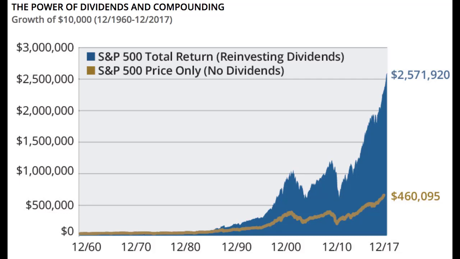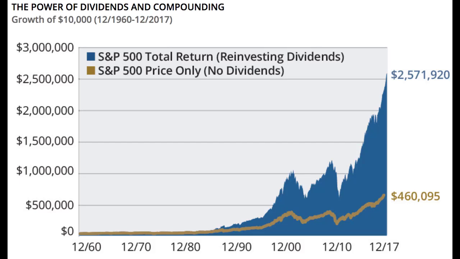Here's an image that shows exactly what dividend reinvestment is all about. $10,000 invested in the S&P 500, which by the way is the broad market index, in 1960 would be worth about $2.5 million with dividend reinvestment. However, without dividend reinvestment, it would be worth about $460,000. Huge difference. Keep in mind that this would have required zero effort from your end. You put the money in and forget about it.